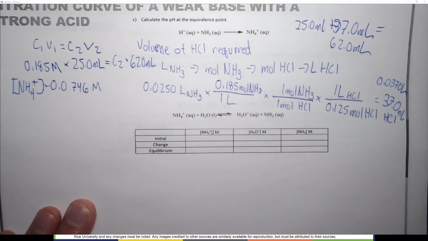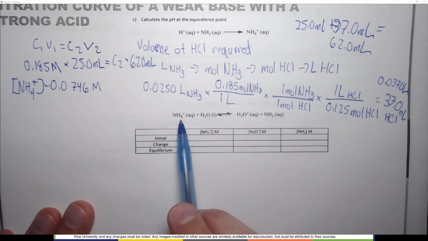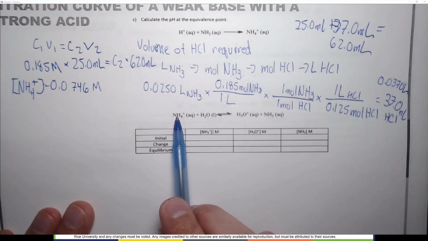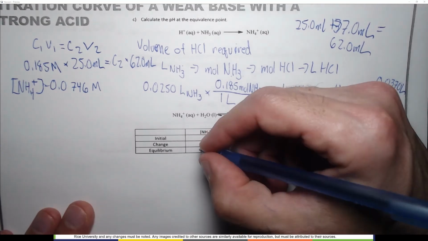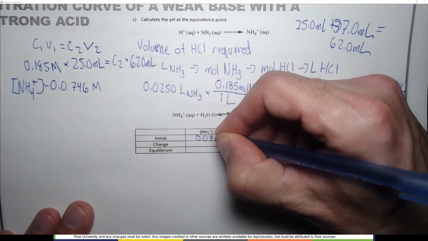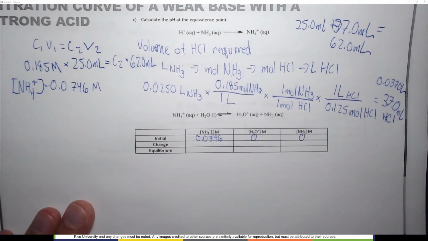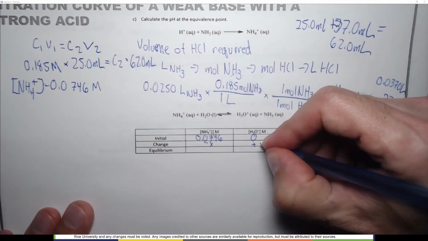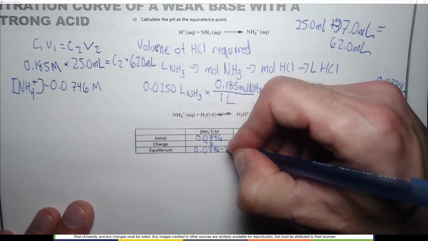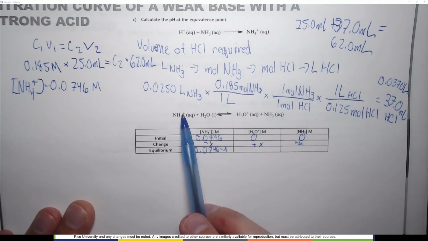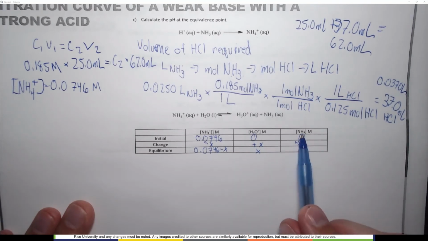Now, we need to think about what's going on in the solution. What we've got in the solution is all weak acid. So now to find the pH, we need to do this in a very similar way to the way we did part A. In this case, the initial concentration of NH4 plus is 0.0746 molar. The initial concentrations of H3O plus and NH3 are both 0. We're going to lose X of this and gain X of each of these. At the end of the day, we're going to have 0.0746 minus X for the concentration of NH4 plus, X for the concentration of H3O plus, and X for NH3.